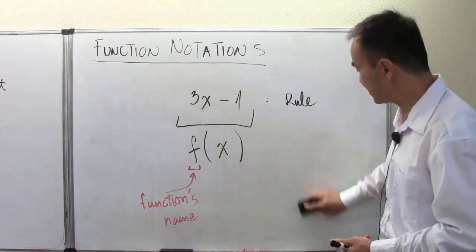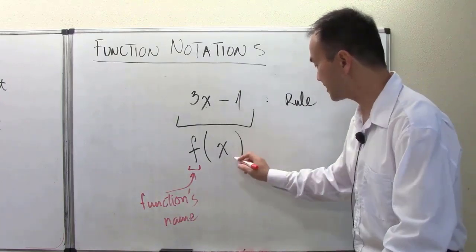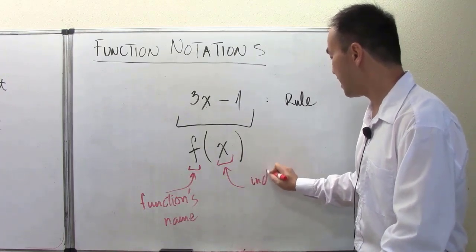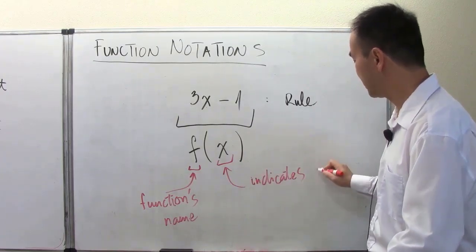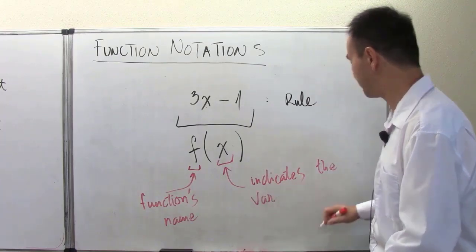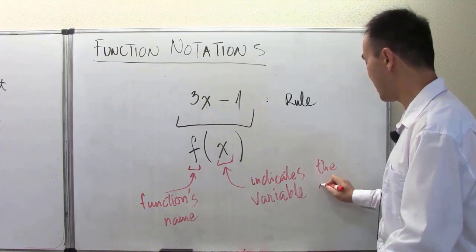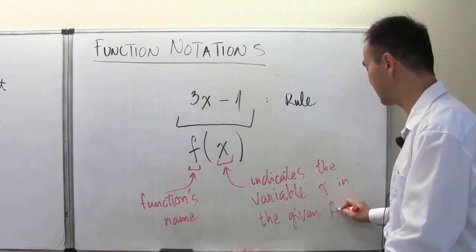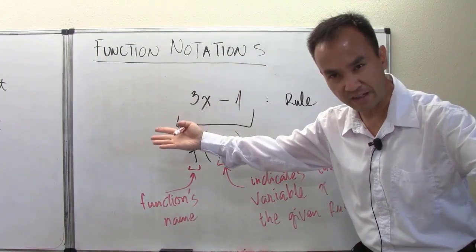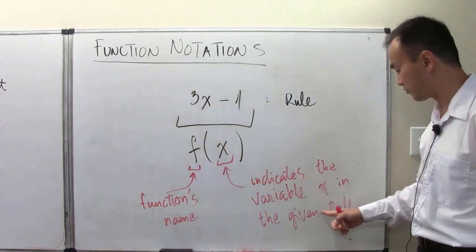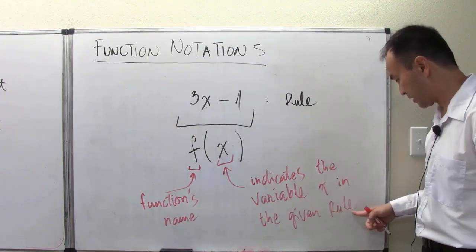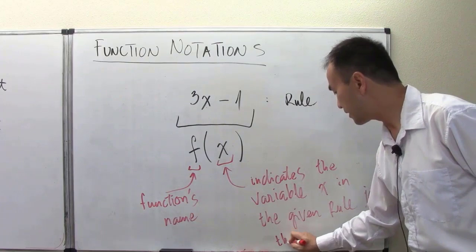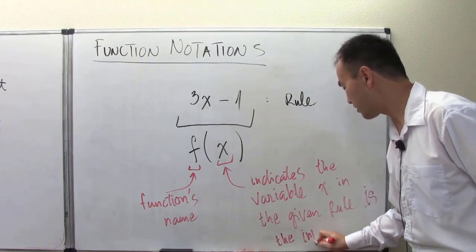The x that appears inside the pair of parentheses is an indicator. It indicates that the variable x in the given rule, which initially came out as an expression, is the input.